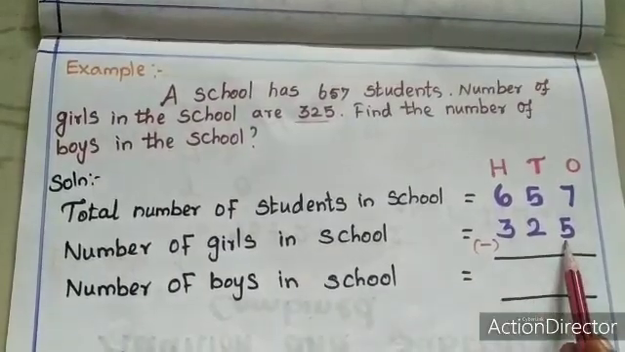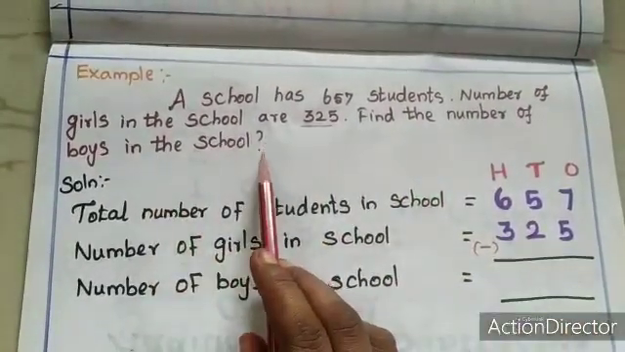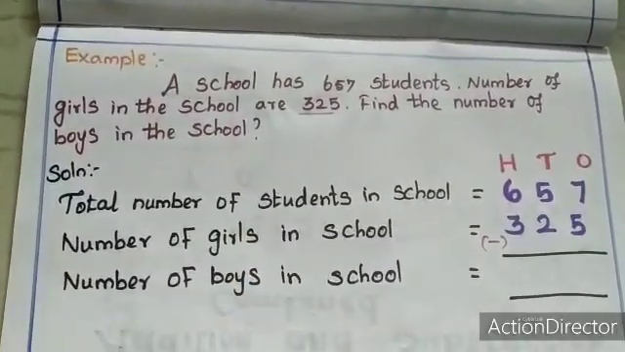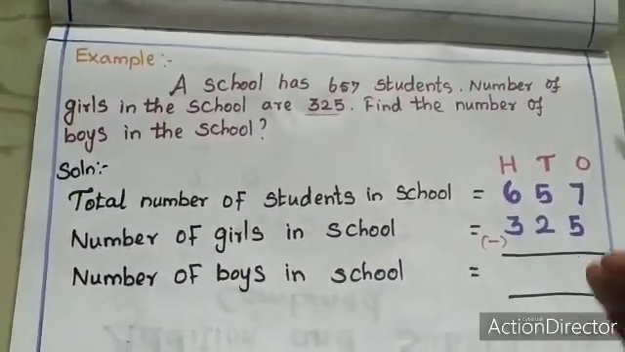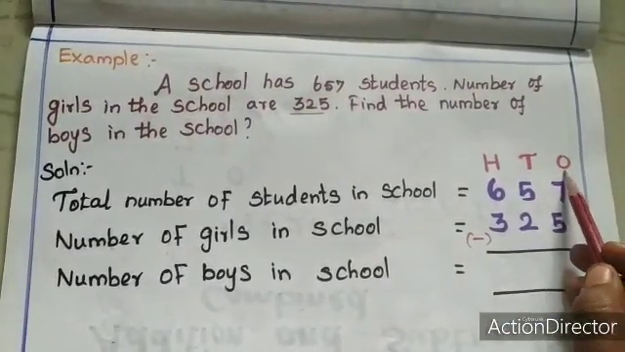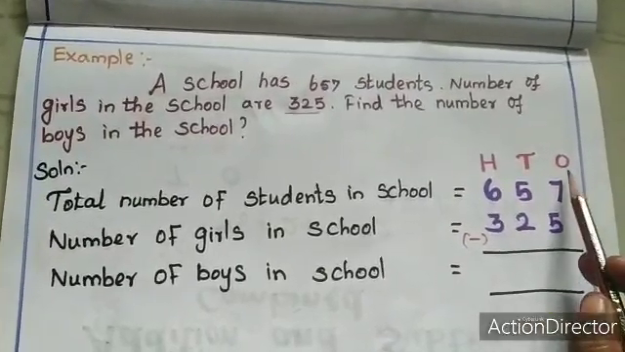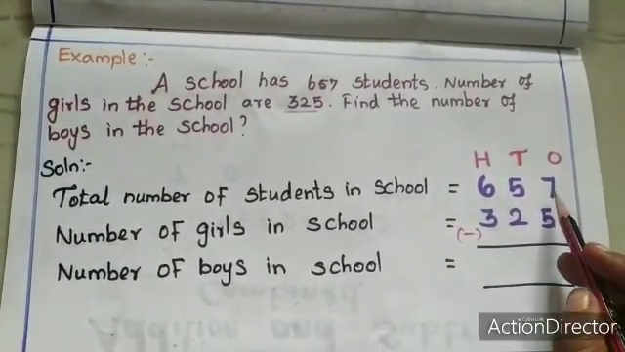Now what we find out? Find the number of boys in the school. How many boys in the school? Let us find out. First, subtract ones column and tens column and then hundreds column. First we subtract ones column.